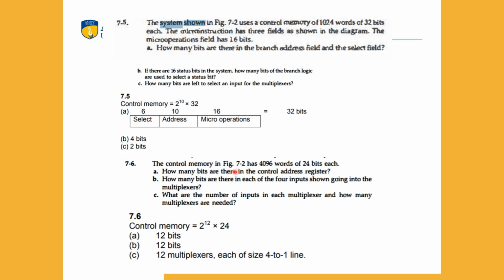The control memory in the figure has 4096 words of 24 bits each. How many bits are there in the control address register? Again, 4096 is 2 power 12, and hence we have 12 bits in the address register. How many bits will there be in each of the 4 inputs shown going into the multiplexer? So the multiplexer also has 12 bits going into each of its inputs.